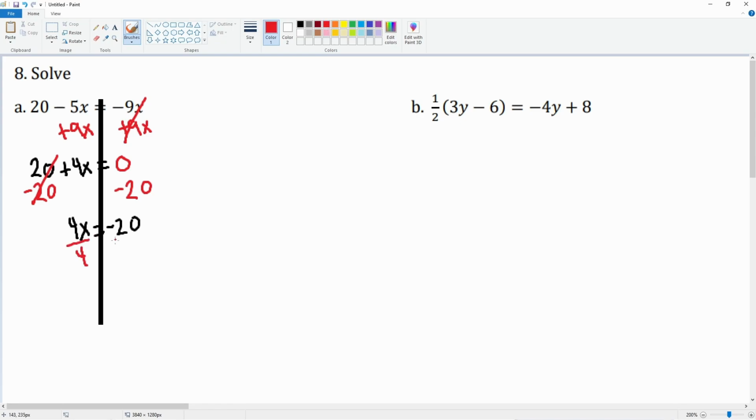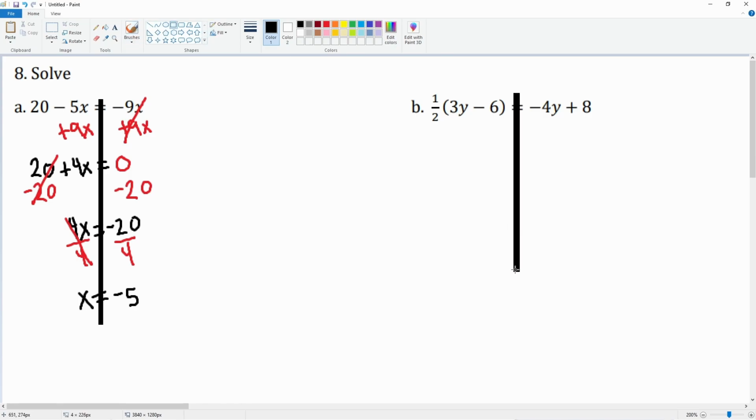Divide the 4 to both sides. 4 divided by 4 does cancel, making the number 1. That's why we just get x is equal to negative 20 divided by 4, which becomes negative 5. All right, next, let's do B.